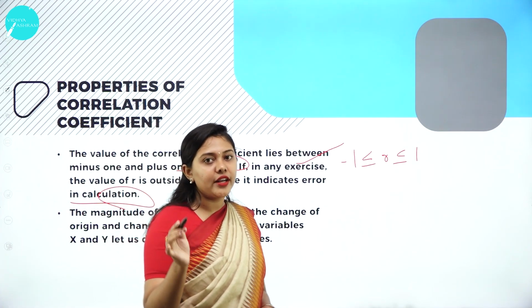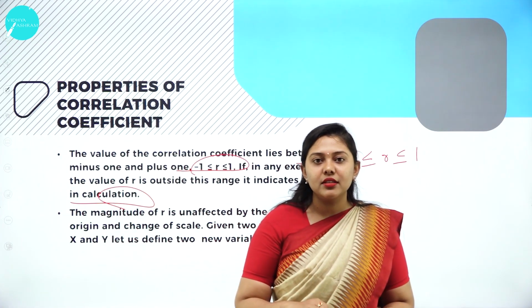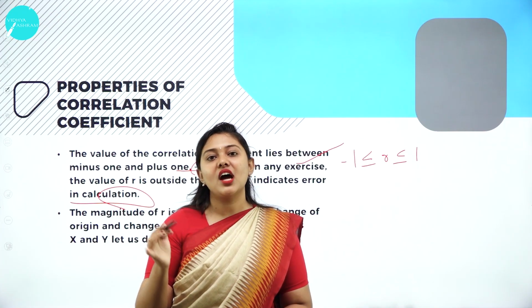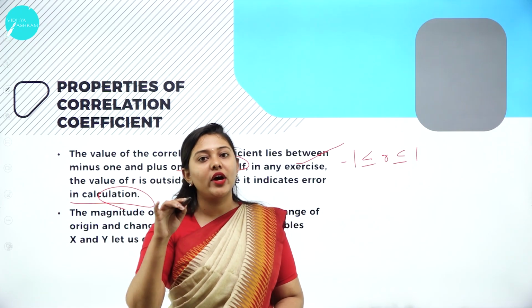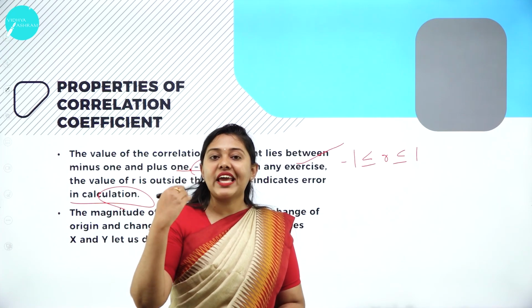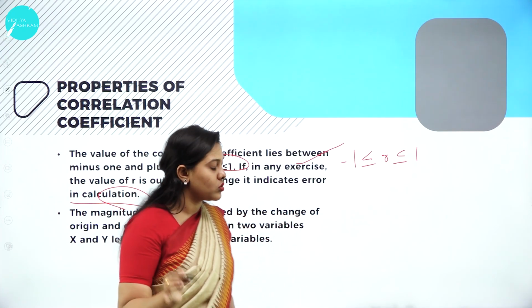So whatever r you get, it will be within -1 to +1. Within this range only the answer will be there. It will not exceed this. So if it exceeds this number, the calculation is wrong.